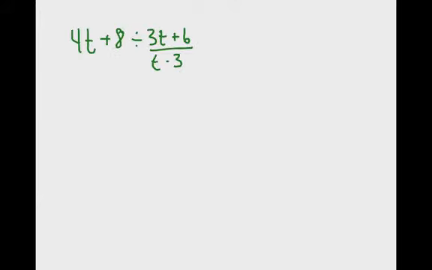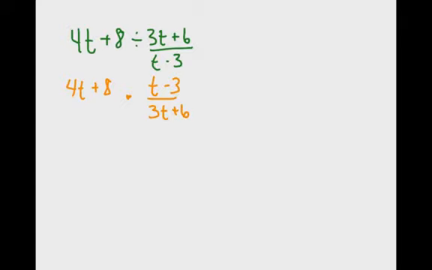Alright, so let's do an example. We have 4t plus 8 divided by 3t plus 6 over t minus 3. Since we are dividing, we are going to change it to multiplication and change the second fraction to its reciprocal. So we are left with 4t plus 8, because the first one does not change. Then we change to a multiplication symbol. And then we need our reciprocal, which would be t minus 3 over 3t plus 6.